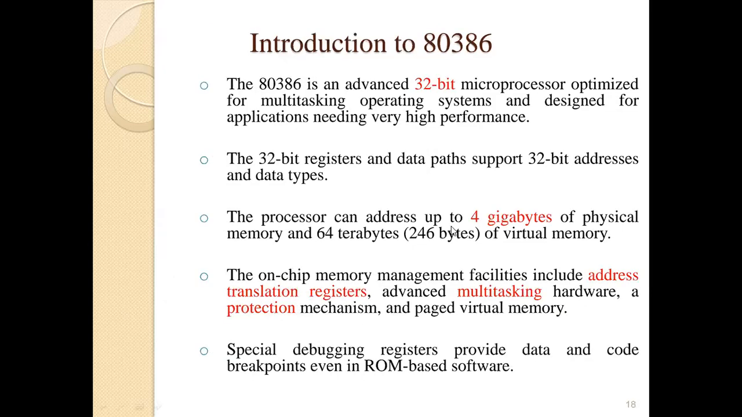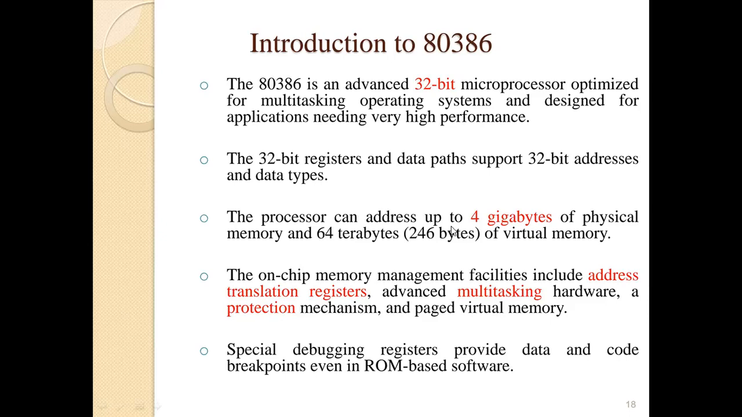So what is the 386? The 386 is an advanced 32-bit microprocessor optimized for multitasking operating systems and designed for applications needing very high performance. The 32-bit registers and data path support 32-bit addresses and data types.